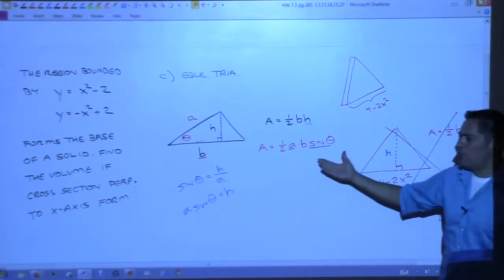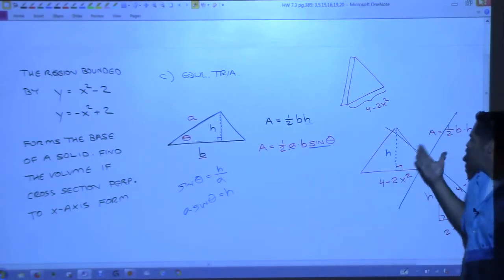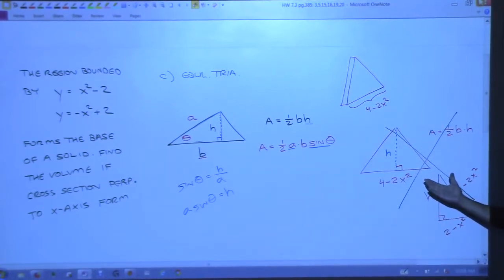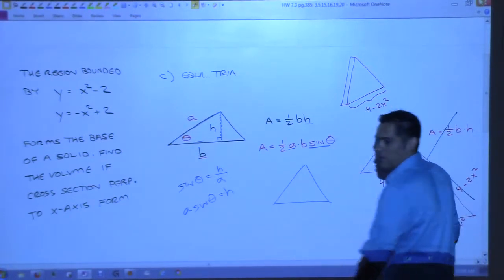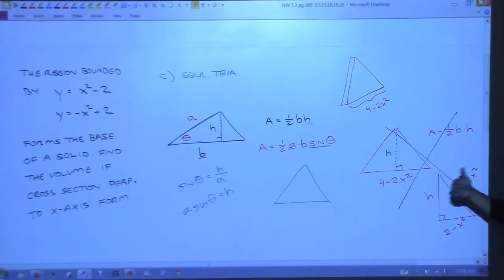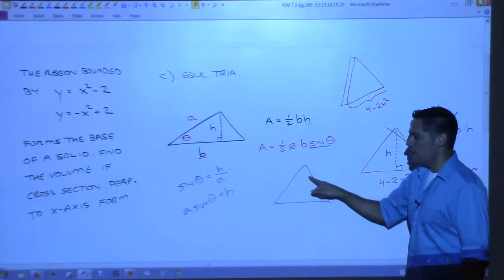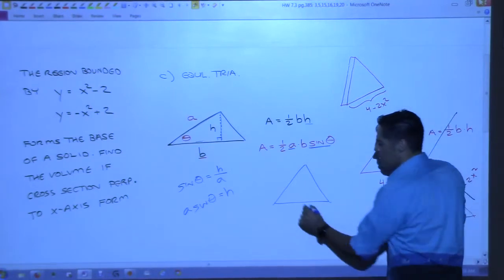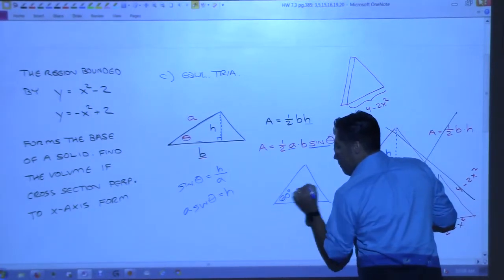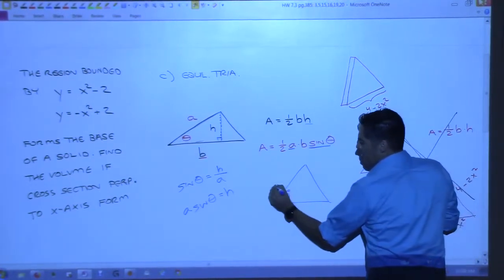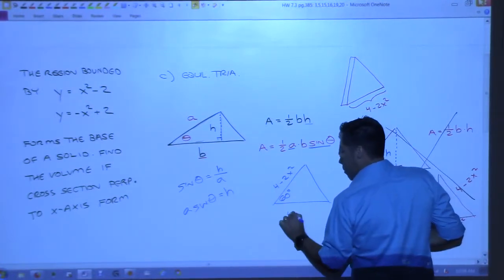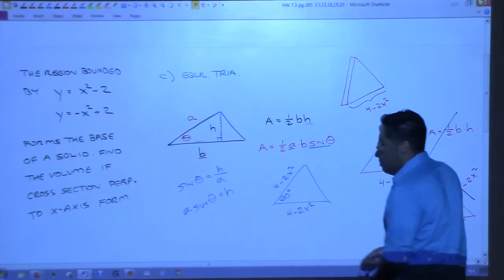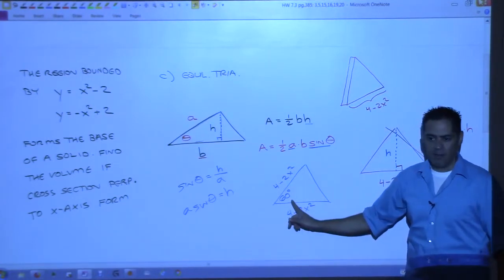Now, why is this formula going to be better for us in this particular problem that we're looking at here? Because it's equilateral, right? And what does equilateral mean? All sides are the same, but that means all angles are the same, which means that all these are 60 degrees. So I know that this is 60 degrees, right? And I also know that this is 4 minus 2x squared, and this is also 4 minus 2x squared. So do you see I have two sides and the angle between them?